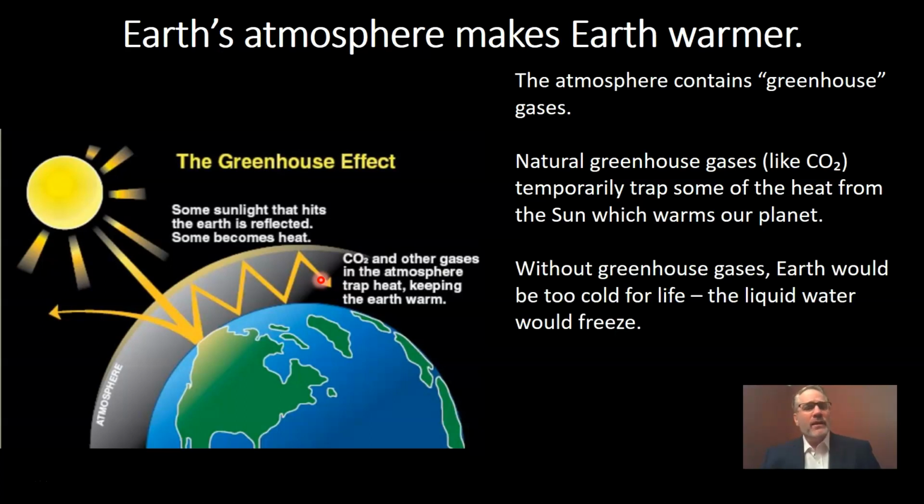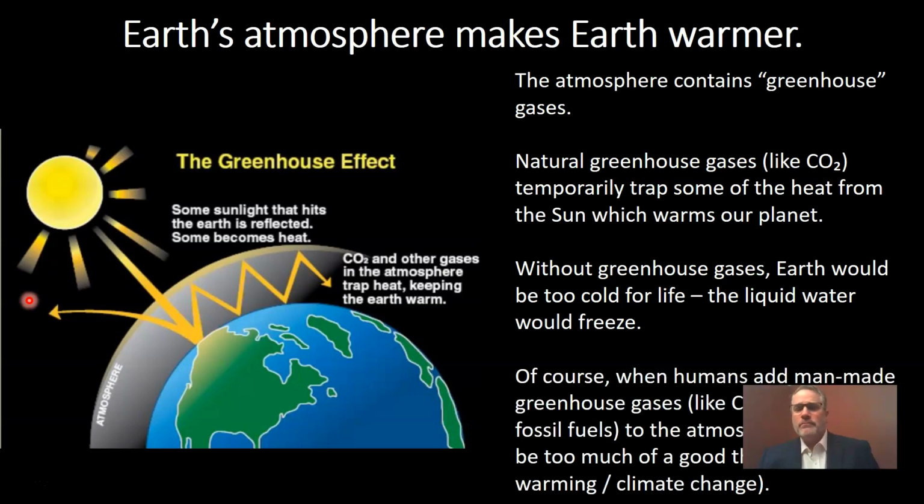And if we didn't have greenhouse gases, it turns out Earth would be much too cold for life. Too much of that energy would escape back out into space, and the temperature on our planet would be below freezing, which would of course take away that liquid water. We would have a big snowball for Earth. So greenhouse gases turn out to be very helpful. They're just a natural part of our atmosphere.